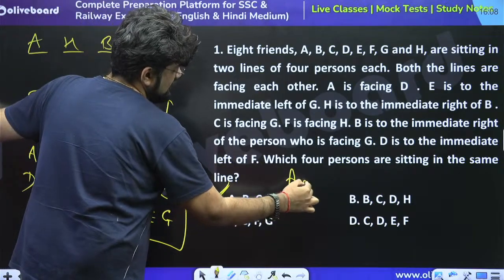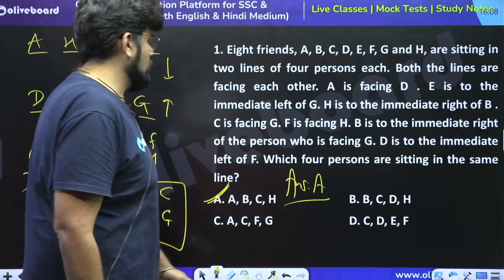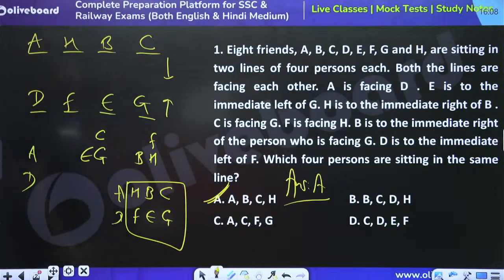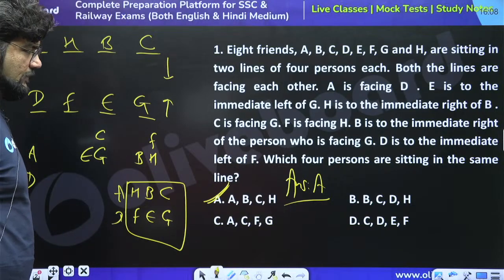One method is this. What is the other method? The other method can be that you delete from the options itself. That can make it faster. Good, very good, Abhijit. The other method is you can delete from the options. Okay. So we can see that F is facing H. H is to the immediate right of B. That means B and H are sitting together.